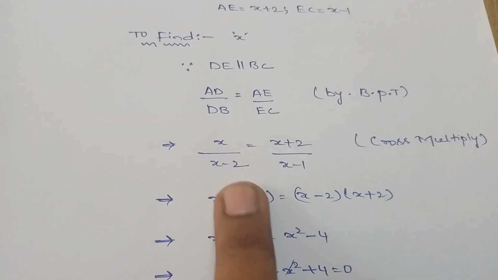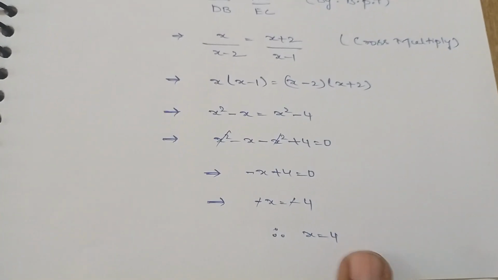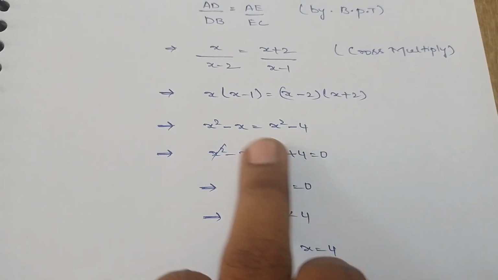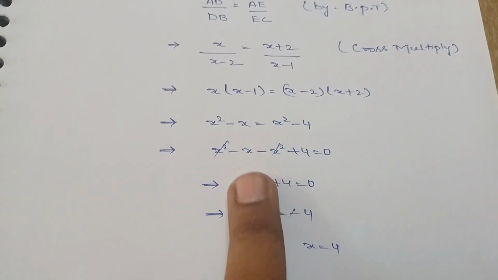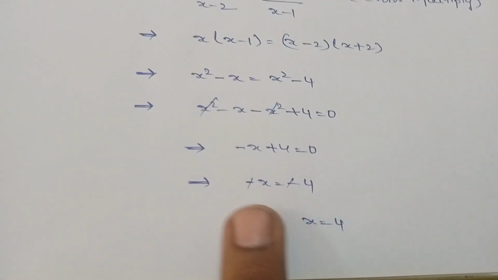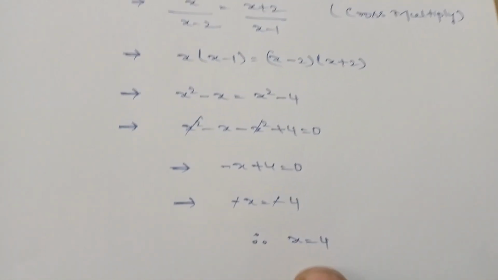So mention all the values here and simplify. We get x square minus x equal to x square minus 4, guys. Cancel the like terms. We get minus x plus 4 equal to 0. Sending like terms to the other side, we get x equal to 4, guys.